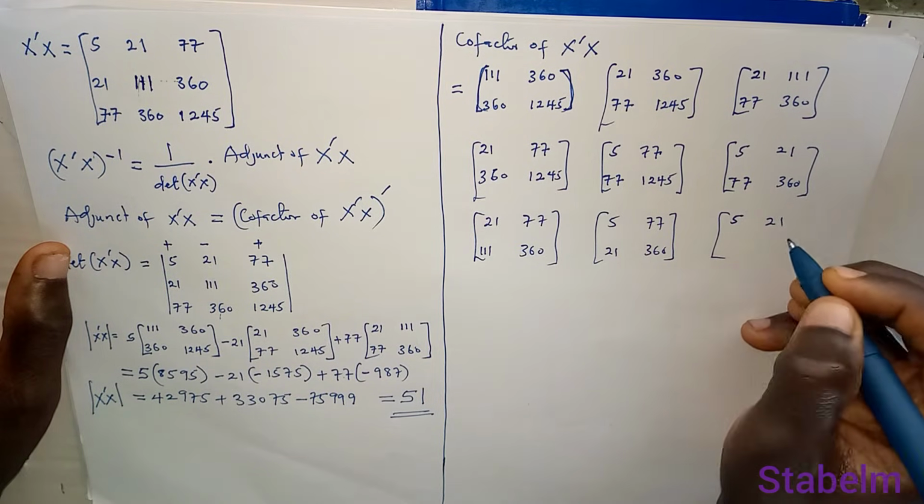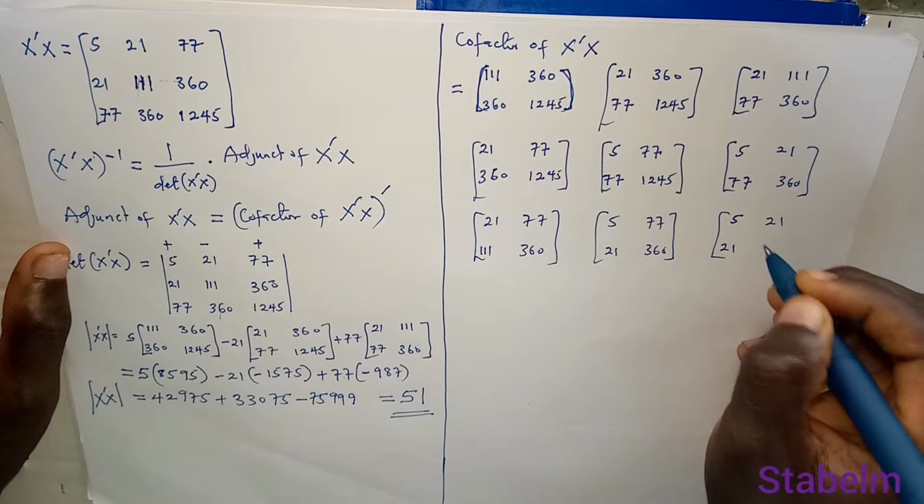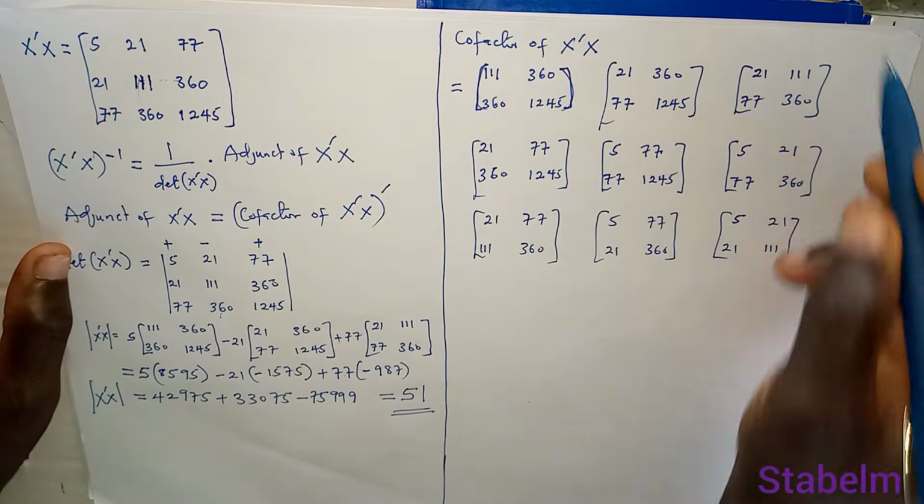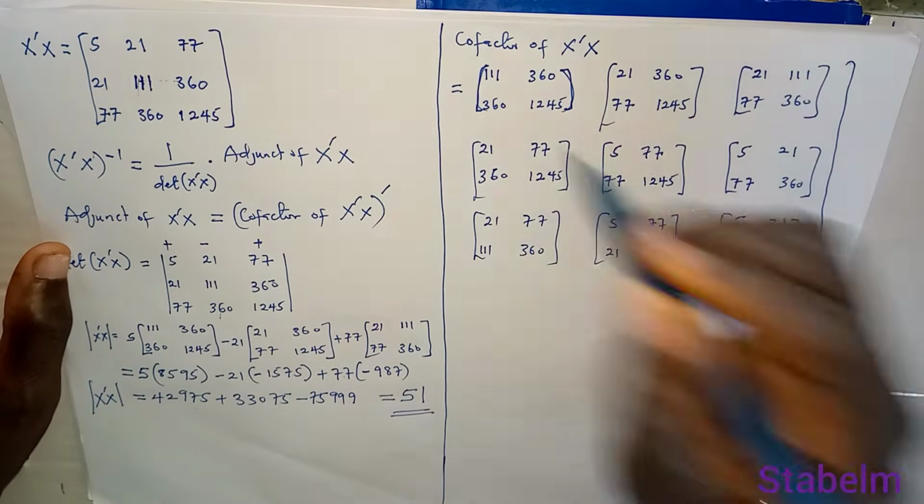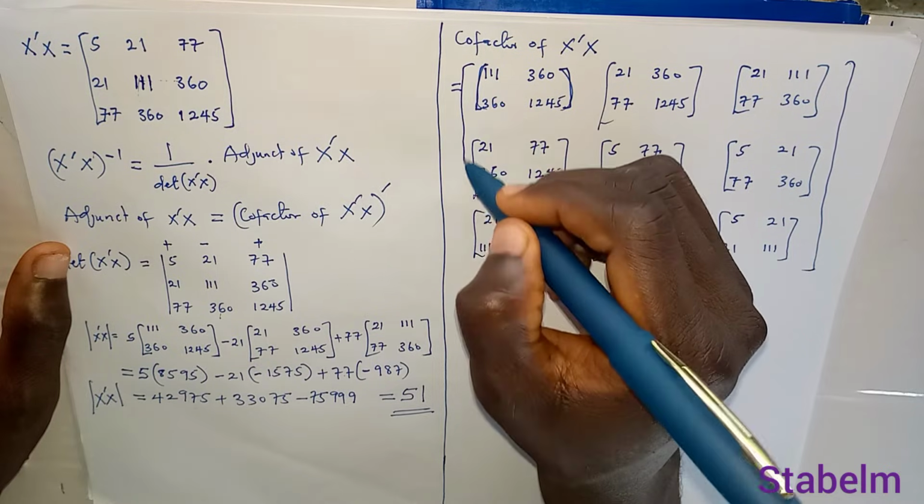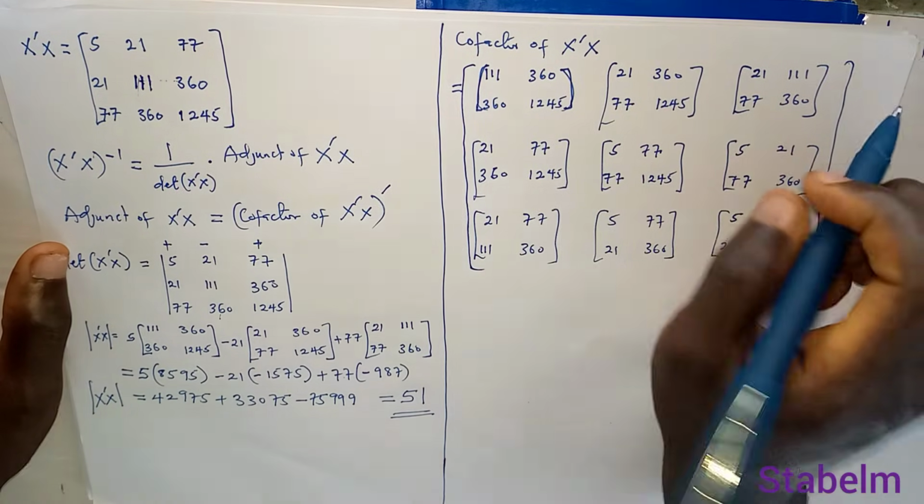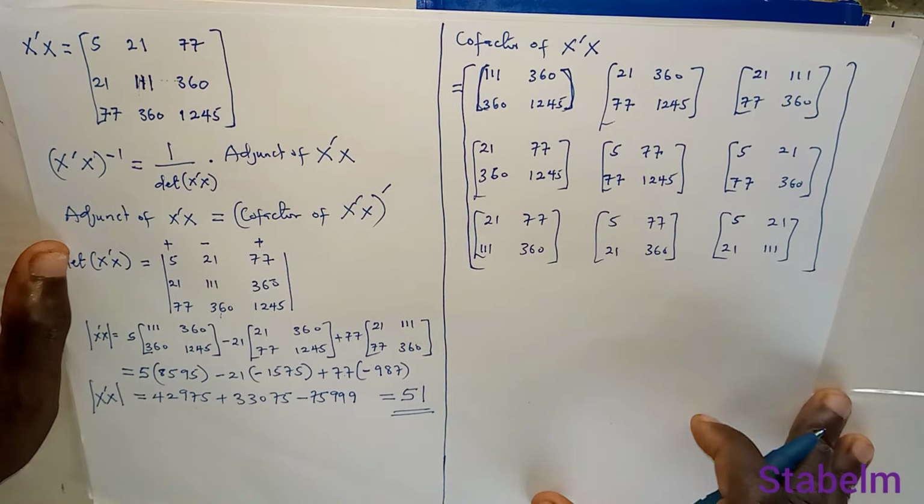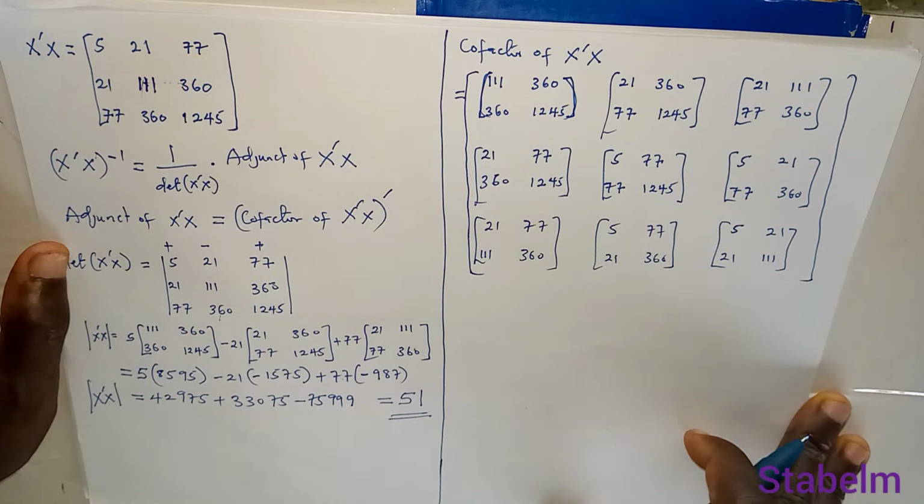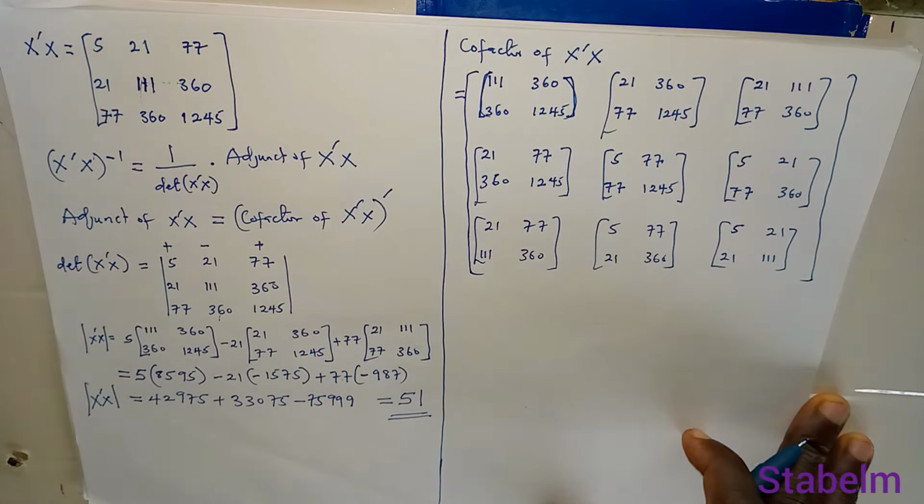21, 111. So this is the cofactor of this. And what are we doing here? We are going to look for the determinant. We look for the determinant of this cofactor here. And how do we do that?